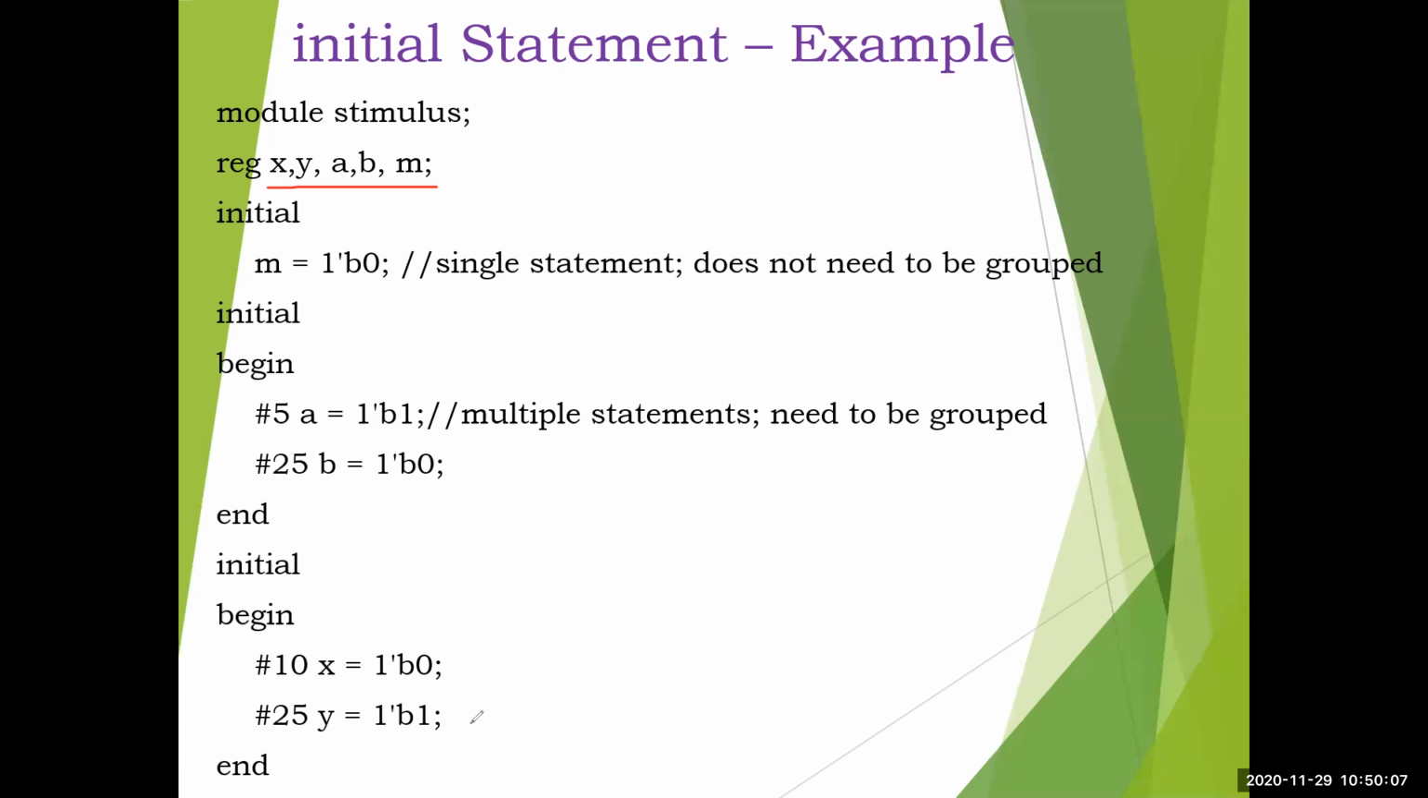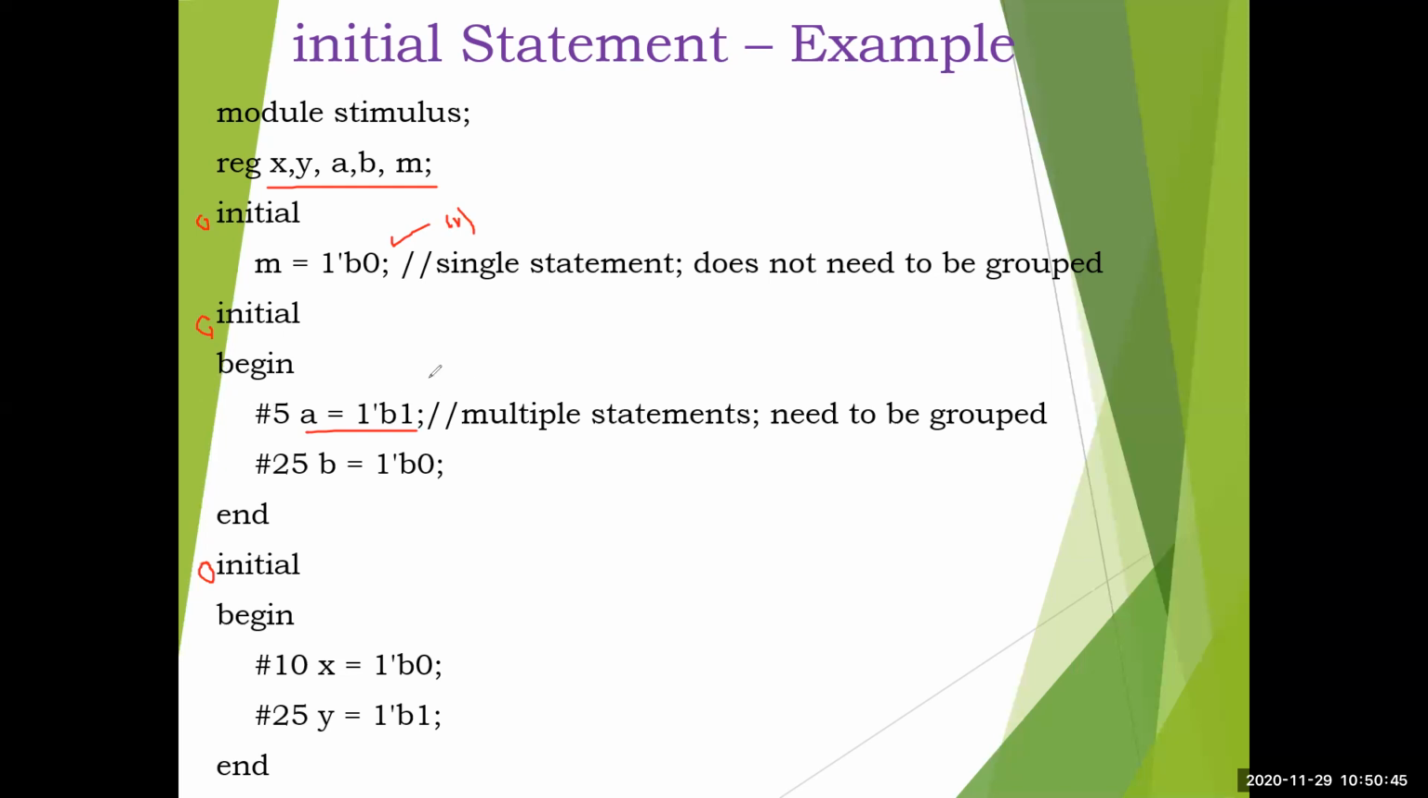Now to understand the concept of how concurrently these initial statements will work. First all the blocks will start at 0, all the initial blocks start executing at 0, but each of the blocks will complete the task independently, they do not depend on each other, they will not complete at a time. For example the first one, there is no delay here, so after some fraction of a second this will be executed. So this is the first statement, it will be executed. Next if you go to this block, there is a 5 units delay, so that means a equal to 1'b1 will be executed.